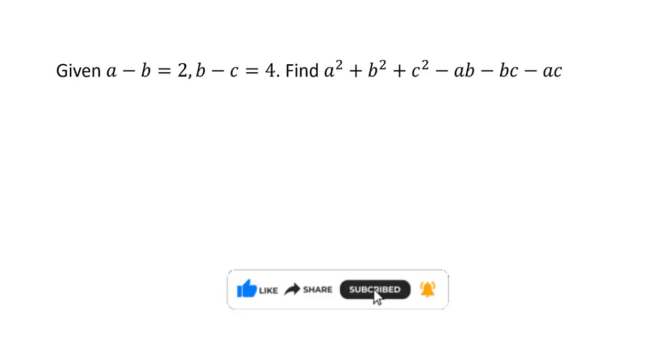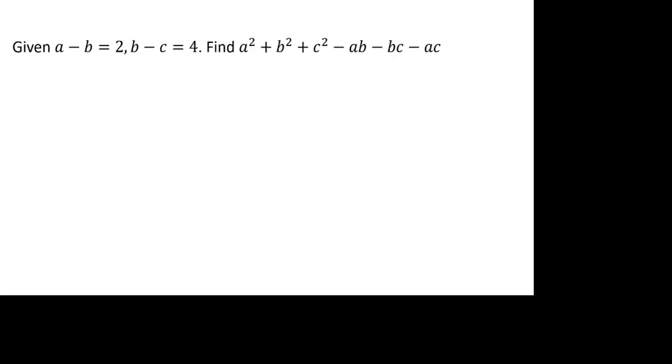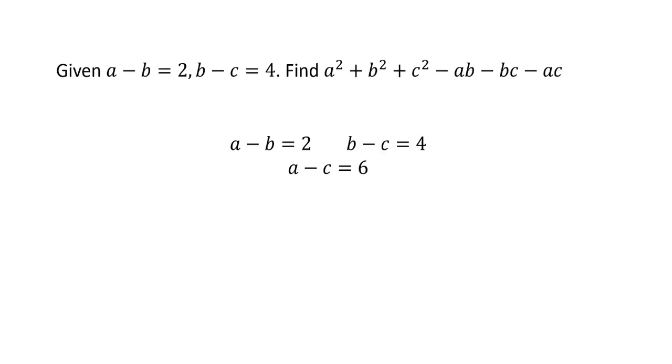So here I choose this question. Let's read this one. Given a minus b is equal to 2, b minus c is equal to 4. Find a squared plus b squared plus c squared minus ab minus bc minus ac. First of all, I write the data that is given.